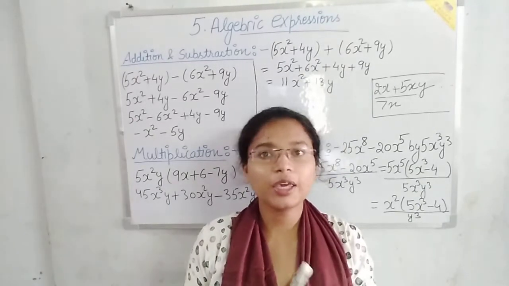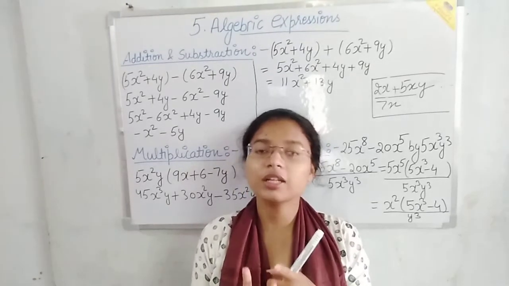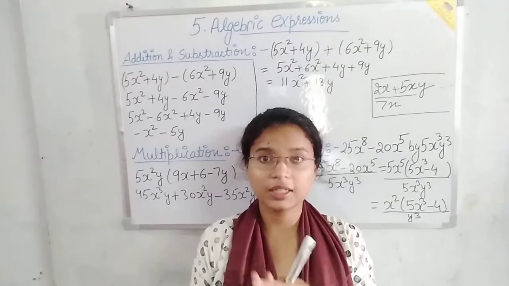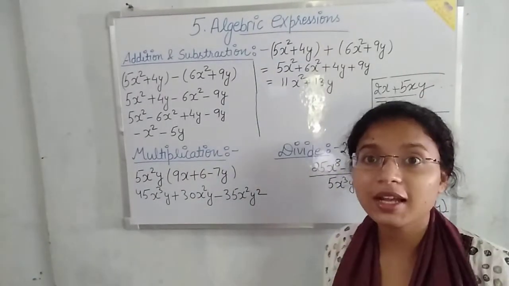In multiplication, you can multiply one like and one unlike term, but in addition and subtraction, you have to write the like terms together. Now in this question, what is the like term?